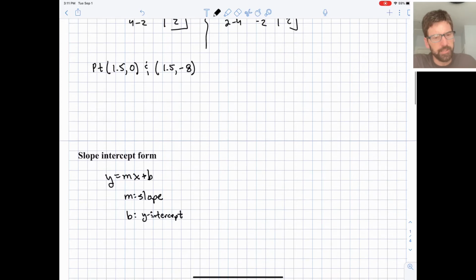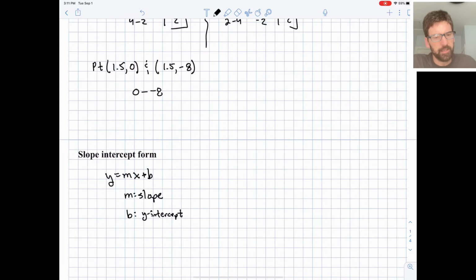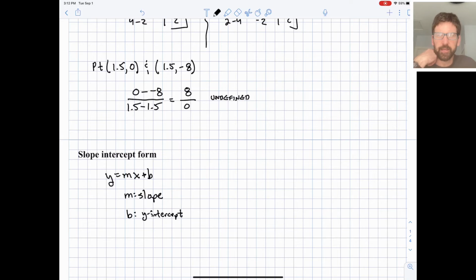So subtract the y's down here, 0 minus a -8. Let's subtract the x's, 1.5 minus 1.5. So 0 minus a -8 is a +8, over 0. 8 divided by 0 is undefined. Please don't say that this has an infinite slope. Please say it has an undefined slope. It's a vertical line if we were to plot a line through these 2 points.